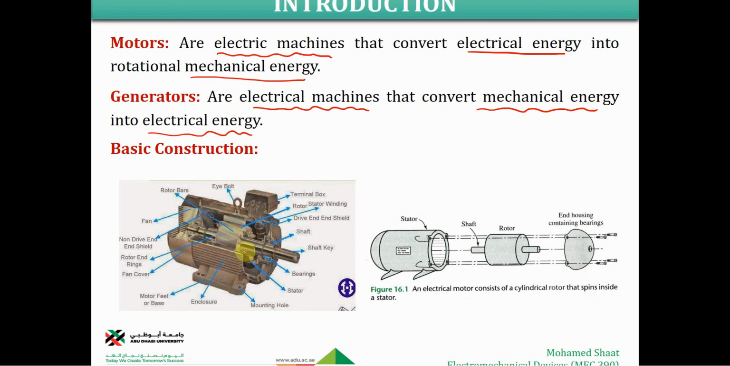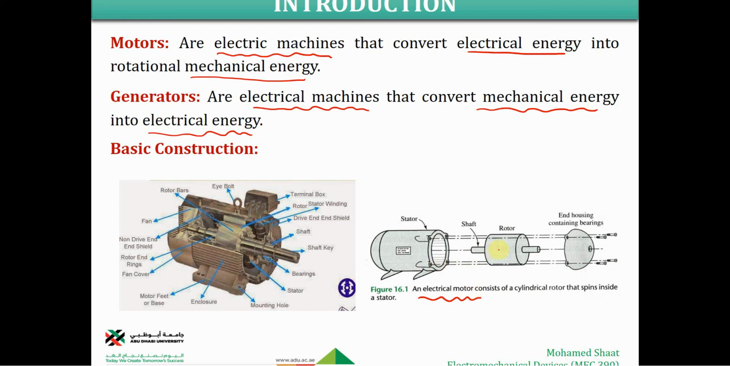This is the basic construction of an electrical motor. It mainly consists of two essential things: rotor and stator. The stator, from the name, is the stationary part, and the rotor is the part that rotates inside the stator. We mount a shaft that is fixed to the rotor. As the rotor rotates, it gives rotation to the shaft, as long as we are talking about an electrical motor.